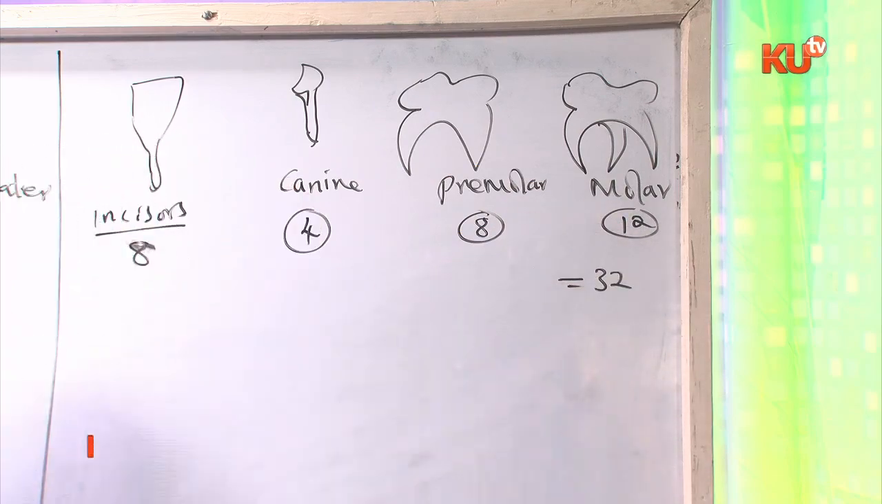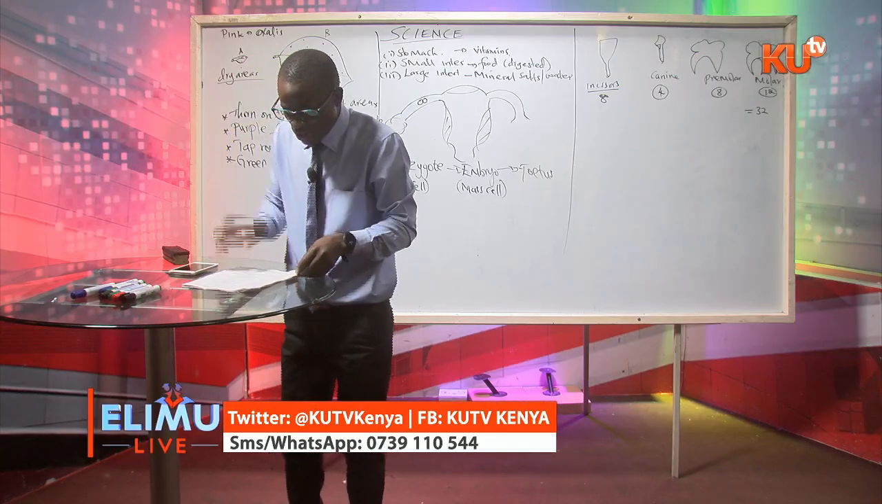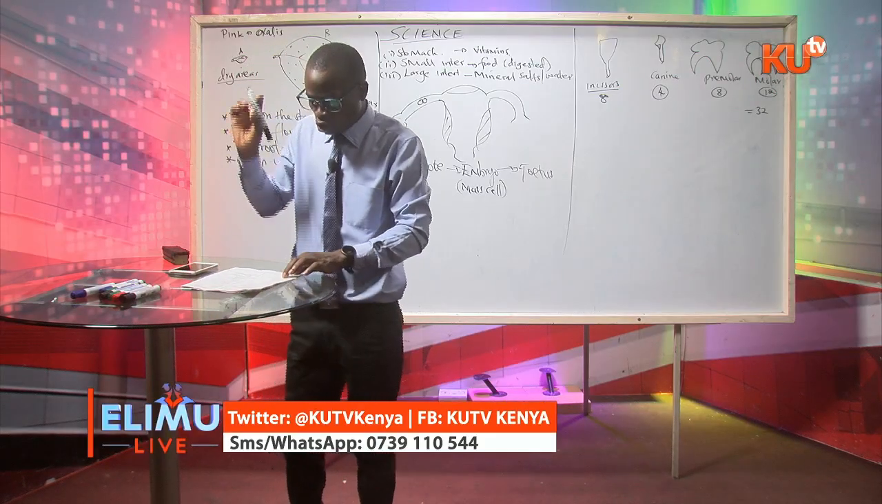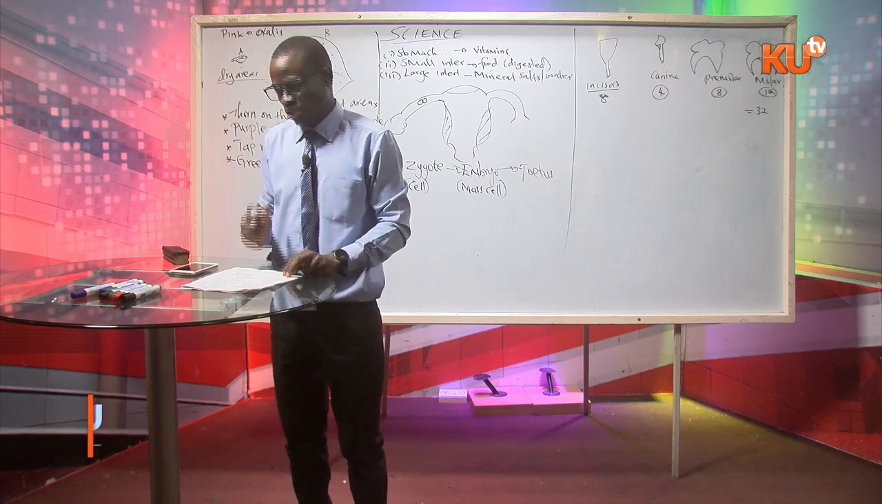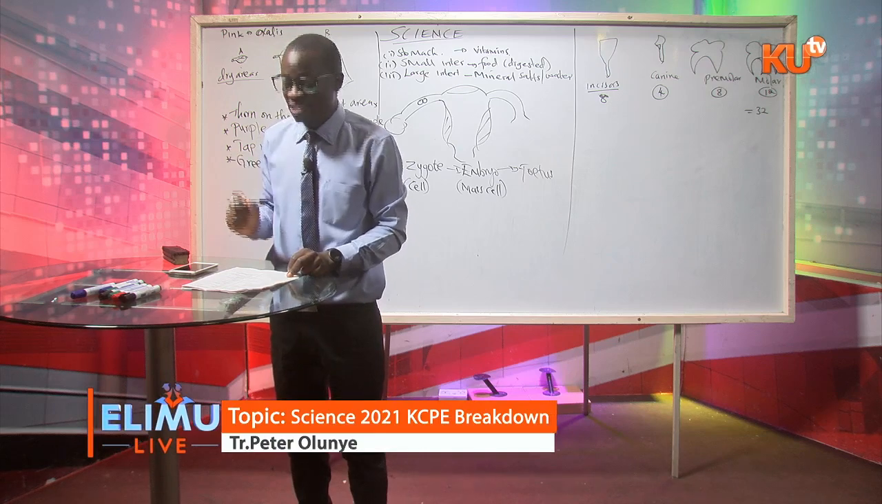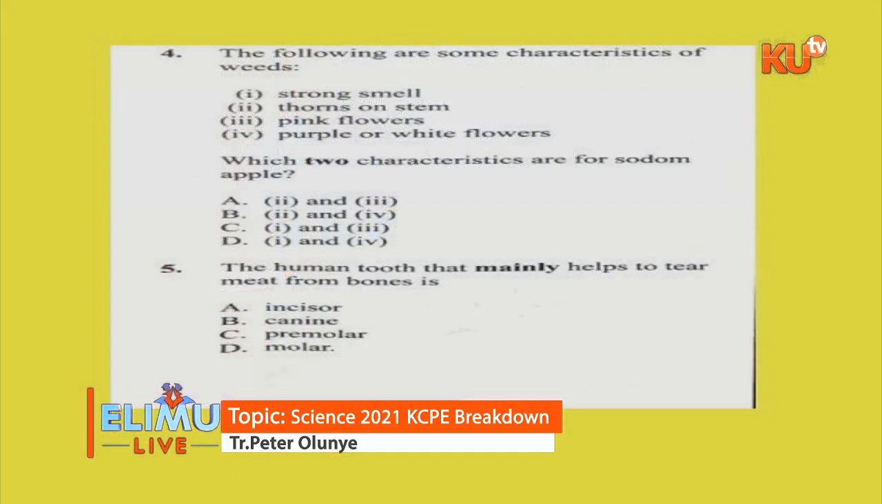Now, back to our question, boys and girls, and we talk about now the function. The main tooth that mainly helps to tear meat from the bones. A, is it incisors? B, is it canines? C, is it premolar? And D, is it molars? I think now you know the answer. Which teeth is this that talks about tearing?